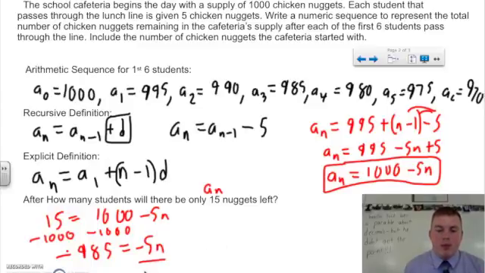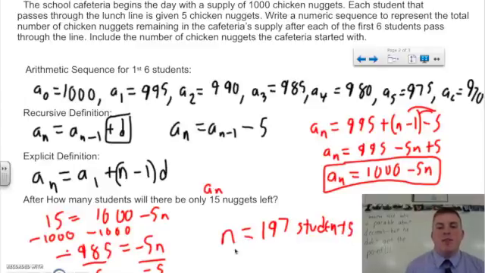We would divide both sides by a negative 5. When we divide a negative by a negative, we are going to get a positive. And we're going to get n is equal to 197. So after 197 students have gone through, we will have 15 chicken nuggets left, and the cafeteria should probably reorder some more.